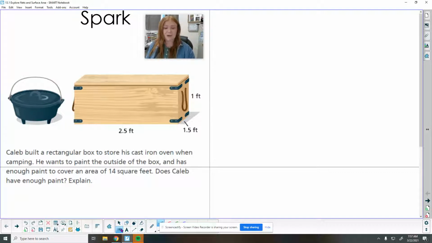So let's start with our spark. If you haven't already tried your spark for today, go ahead and do that and then come back and see how I thought about this.